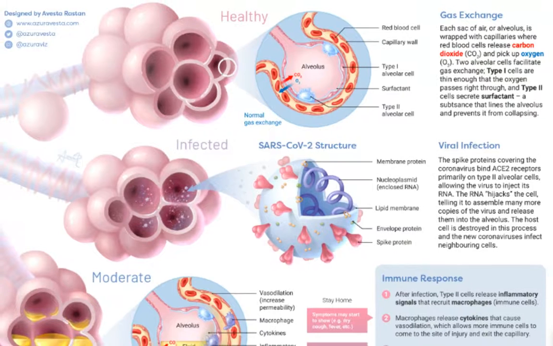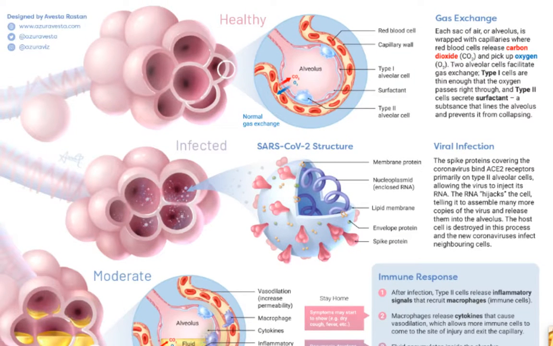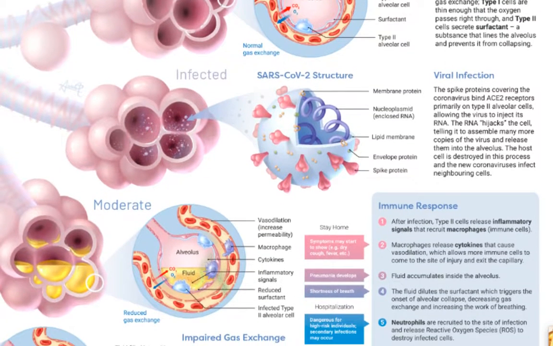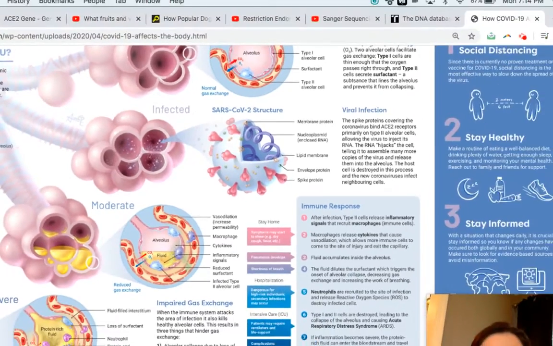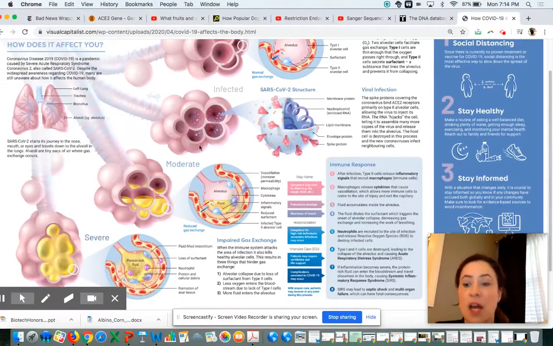And once the virus is inside the cells, then there's the infection. And so the spike proteins covering the coronavirus bind to those receptors, and that's basically when it's hijacked the cells.